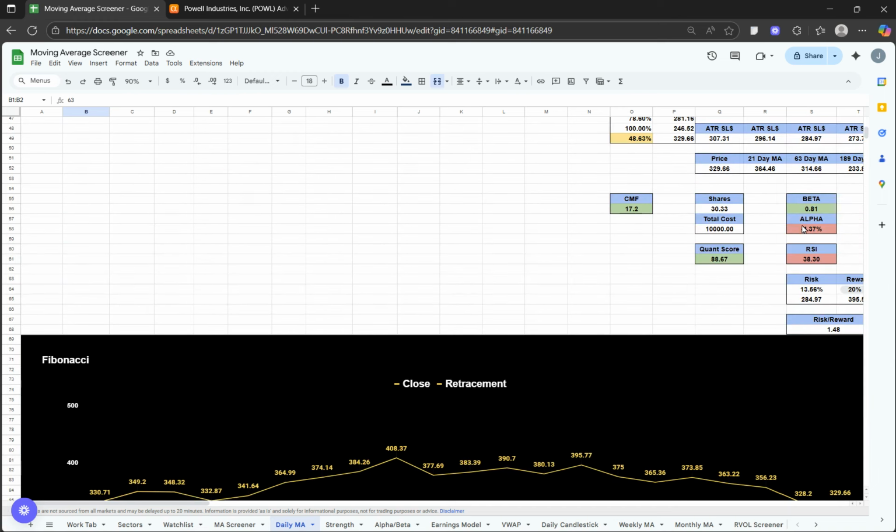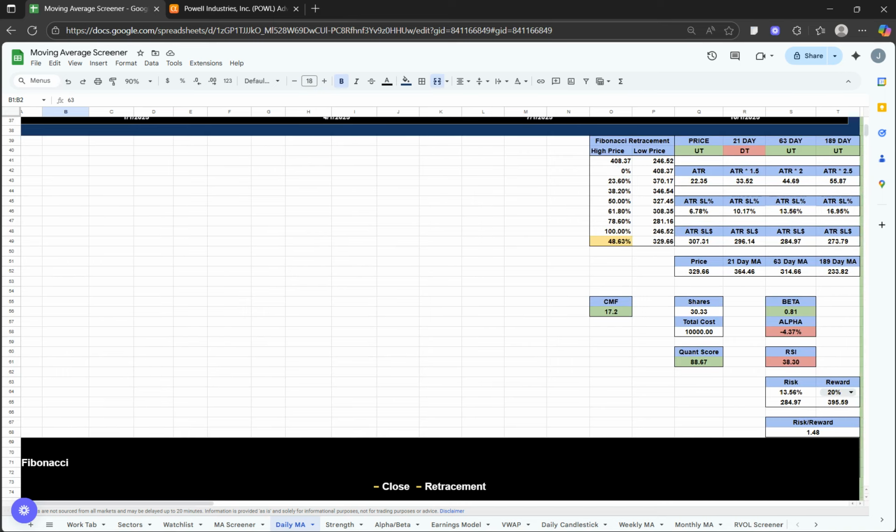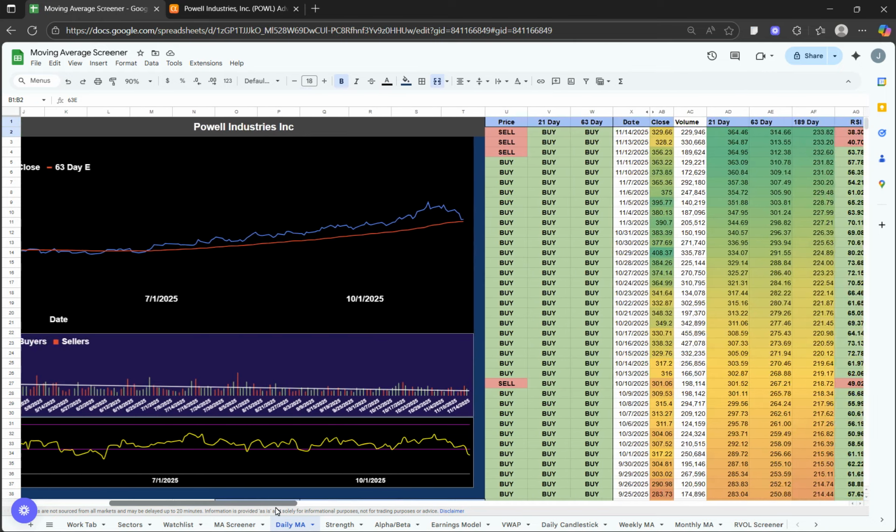We have accumulation. We have a beta of 0.81. We do not have alpha on the QQQ. These would be our stop losses if we were using ATR stop losses. They're just guidance, not recommendations. Do what you do, and then we change this to our exponential moving average. We are above our 63-day exponential moving average and staying above it.